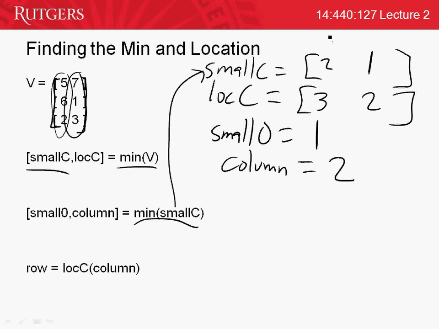So this is the smallest number in the first column. This is the smallest number in the second column. Right? So if this is smaller, that means the second column has the smallest overall element. So that's interesting. That's telling us the column. Of course, column is just a variable name, but it's a descriptive variable name.